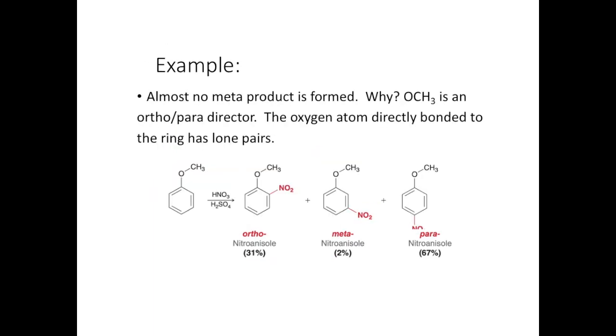Here's another example. Here the OCH3 group is an ortho-para director. Notice that the atom directly bonded to the ring has lone pairs. That is a giveaway that you have an ortho-para director. So here we get the ortho product and the para product. We get so little of the meta, we essentially ignore it.